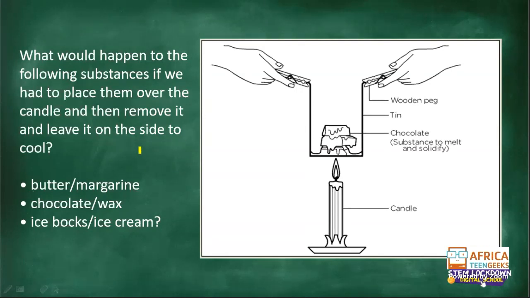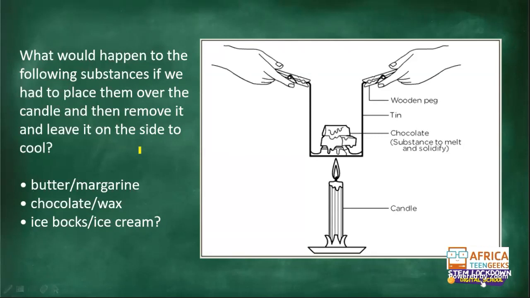Now, what would happen to chocolate or to candle wax if you had to put it, well, even the wax on the candle? Yes, it will turn into oil, it will melt, it will get hard. Not immediately, it will first melt. Good, most of you are saying it will melt, you are right.